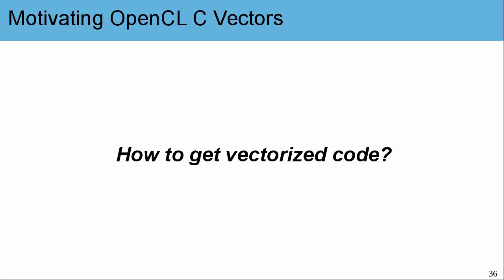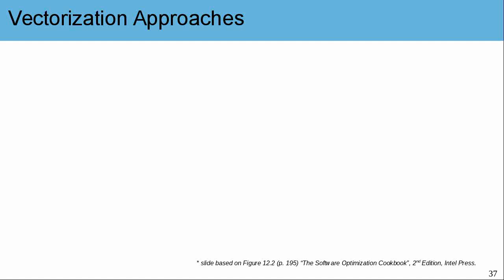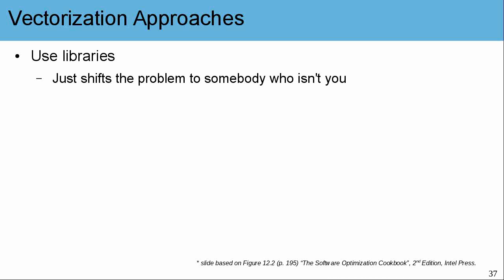This is a complicated issue. There are several approaches, and I will note that this slide is based on something from the software optimization cookbook from Intel Press. One approach is to just use libraries. And the problem here is that we're shifting the problem to somebody who isn't you. Now it's someone else's problem, so I'm just going to call this function and it's up to them to vectorize it. It's fair in certain cases, but if you're trying to write those libraries, what are you going to do? So now you've shifted the problem.